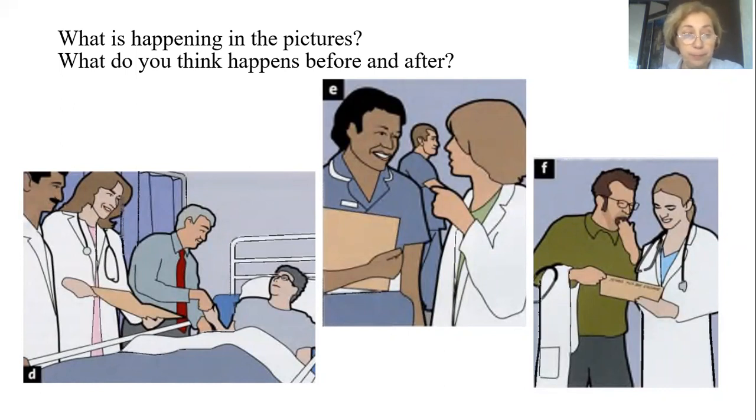In picture D, it looks like the doctors and this man who wears the formal suit come to visit the patient after the surgery or something like that, to check on his health. And there are several doctors, right? Yeah, there are two doctors and this one who wears the formal suit.